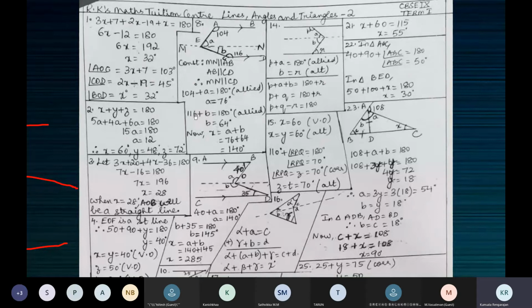B and 116. So B plus 116 is 180. You can see it here, allied angles. So B is 64. Now the question is to find angle AEC, which is A plus B. The whole angle was marked X. We have to find angle X, which is A plus B. A is 76, B is 64. So X is 140.